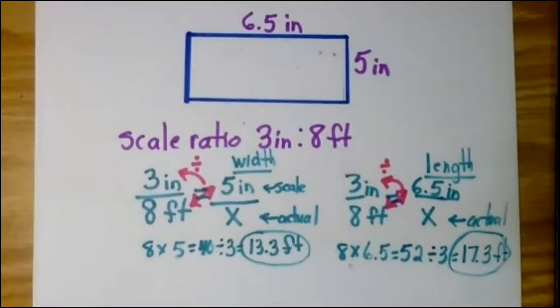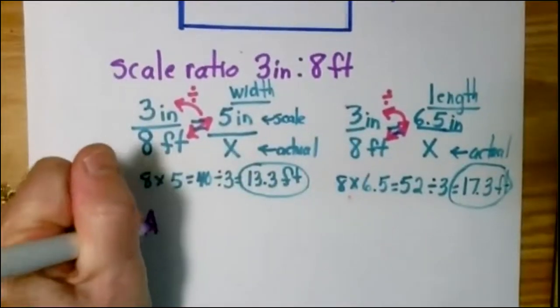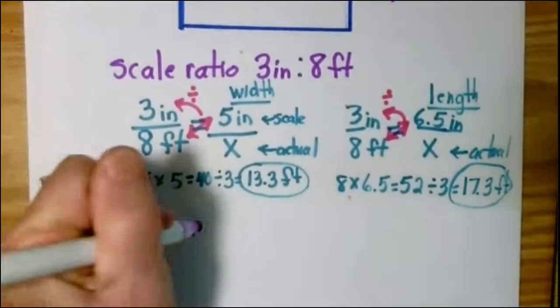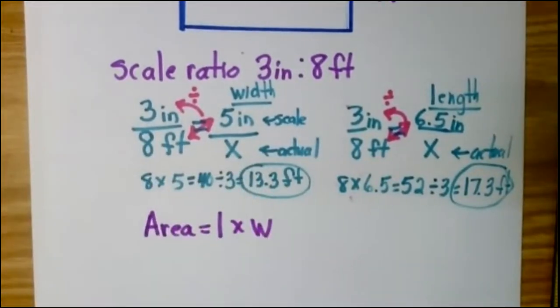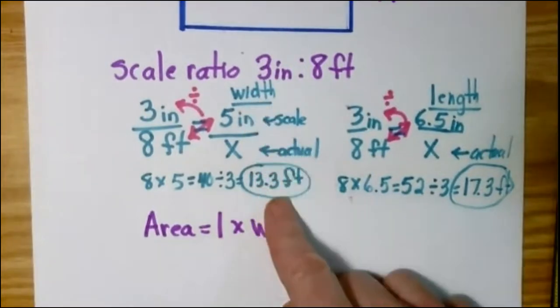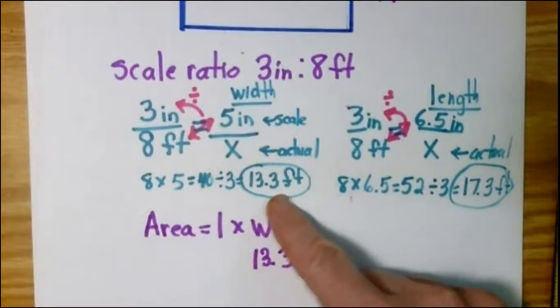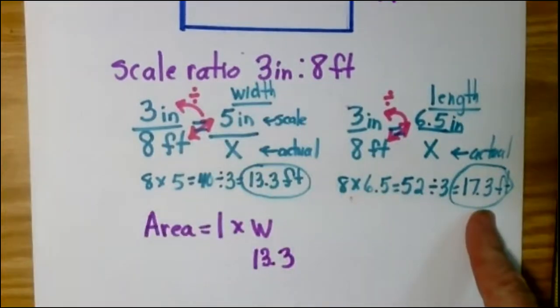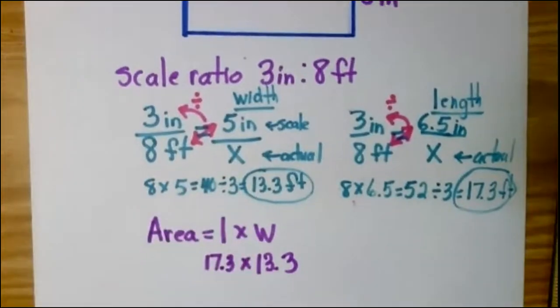Okay, we're not quite done because the problem asked us to find the area of the actual room. Well, now we've got the actual dimensions. So we know that area of a rectangle is equal to length times width. We know our width, 13.3. We know our length, 17.3, and we times them together.